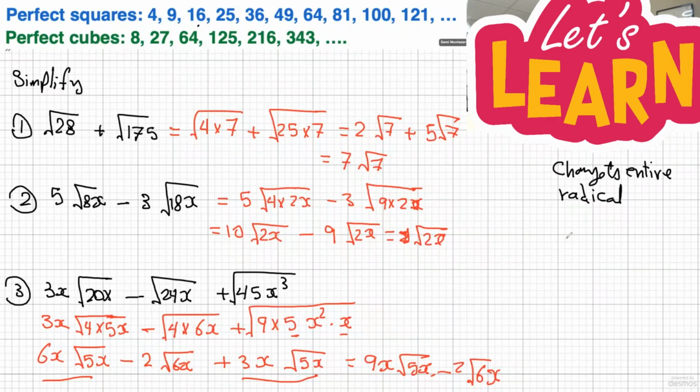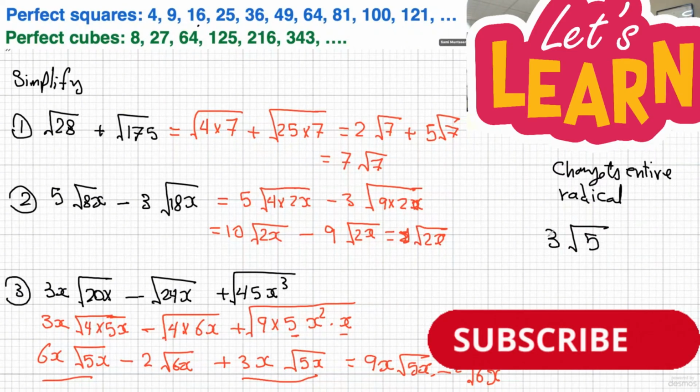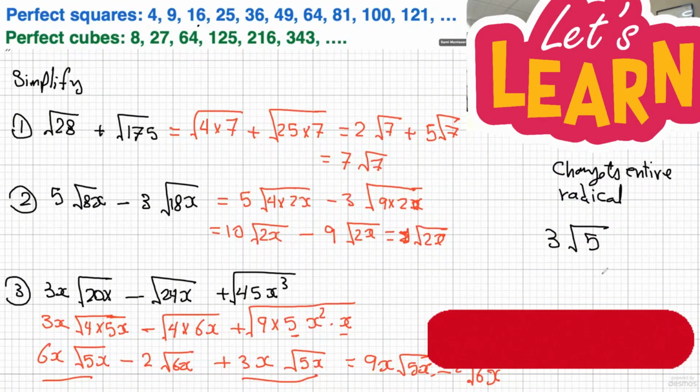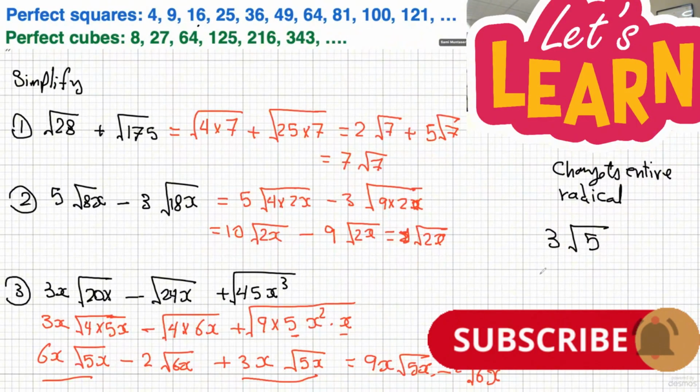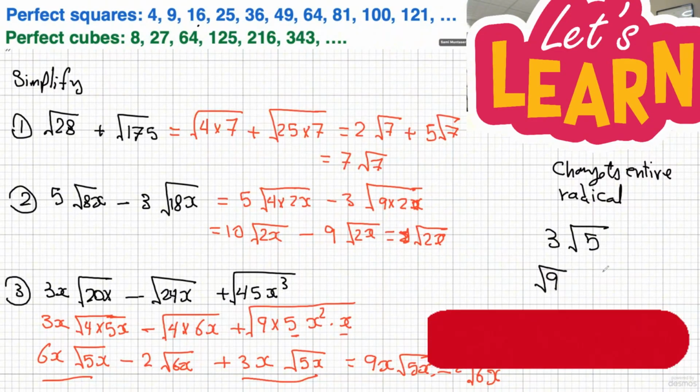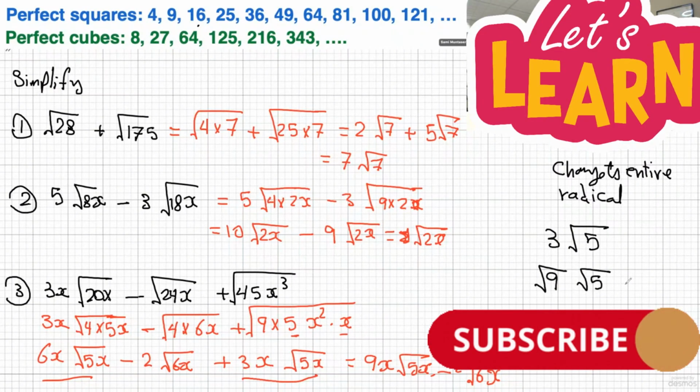How do we do this? So if we have, let's say, 3 root 5, and they say change it to an entire radical, all you need to do, just square the 3, which gives you 9. Or just say to yourself, 3 is the same as the square root of 9, isn't it? Because square root of 9 is 3. And you still have the square root of 5. Multiply them, and you get root 45.